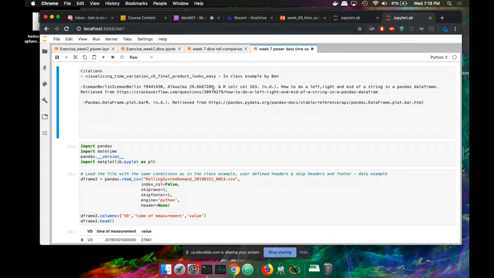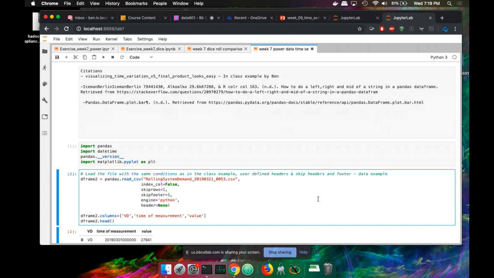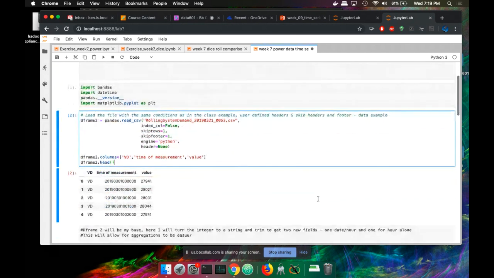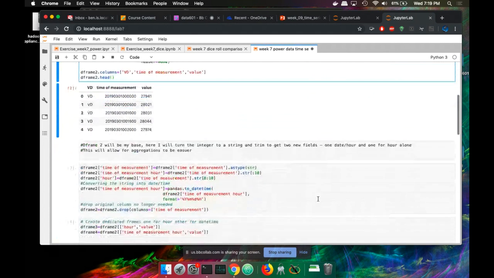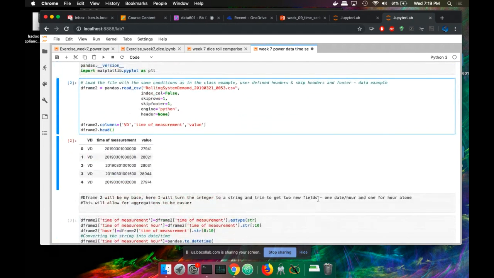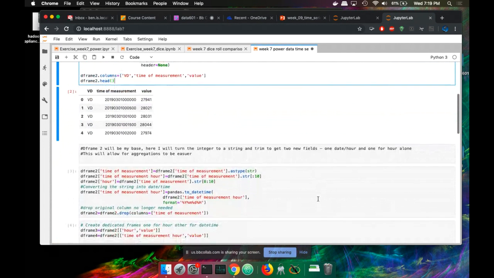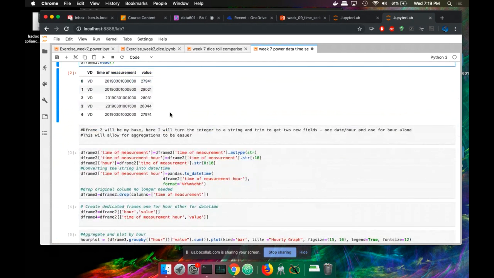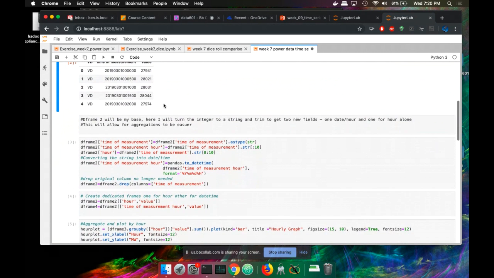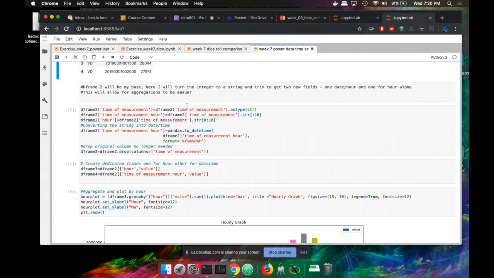Hey guys. So I thought the example that Ben had in class was already a good start, so I used that as a good base, and I cited that at the top. What I did differently was the top half, just importing. I thought it was good already, so I left it alone. I did a head of my data just to see how it was coming in, and from the first view it looked like it was coming in as an integer. So the first thing was to turn everything into a string. This is the first change that I made.